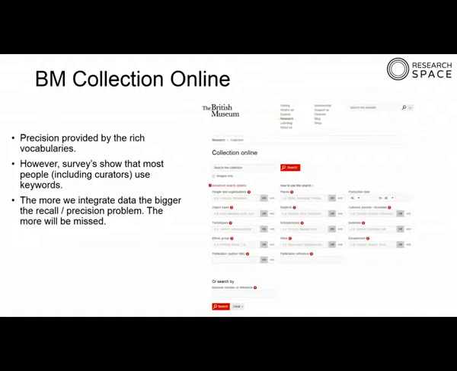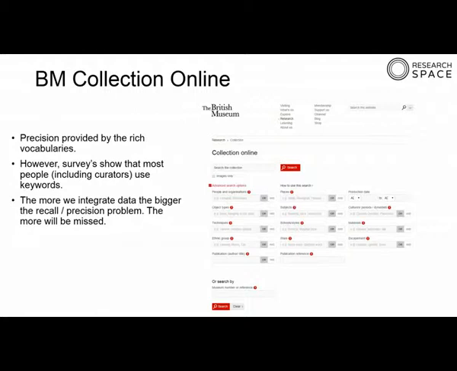So this is our current collections online search interface. You can do the keyword search, which is what most people do, and then you have all of these boxes for the advanced search, and you can put bits and pieces in. You can put a name in or a technique or whatever, but there's no context around that.